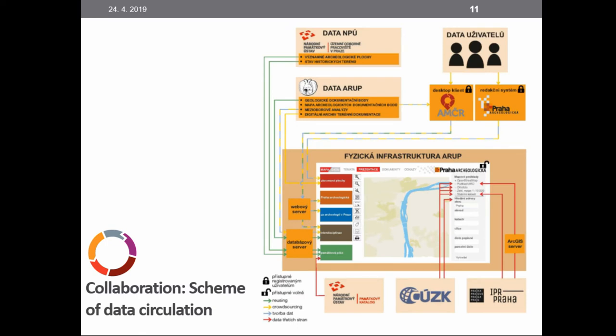So, how is the collaboration working? It's good to see on the scheme of data circulation. We've got the web page with the map and with the data layers. They are coming from the data of the National Heritage Institute and from the data of the Archaeological Institute. We get the data from the users through the desktop client of the Archaeological Map of the Czech Republic or through the redaction system of our presentation web.